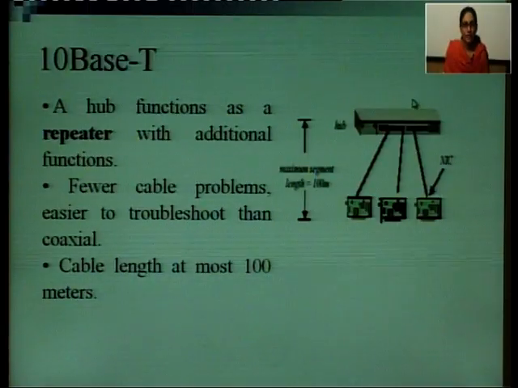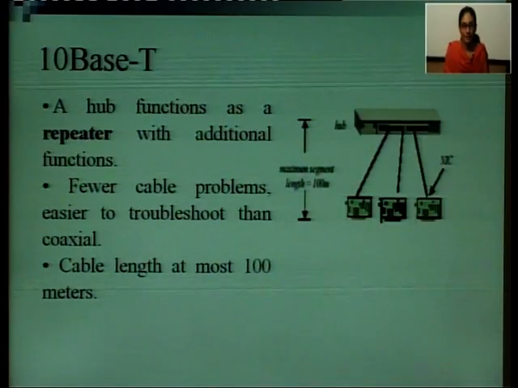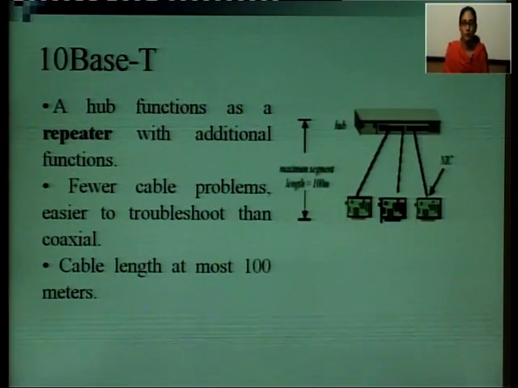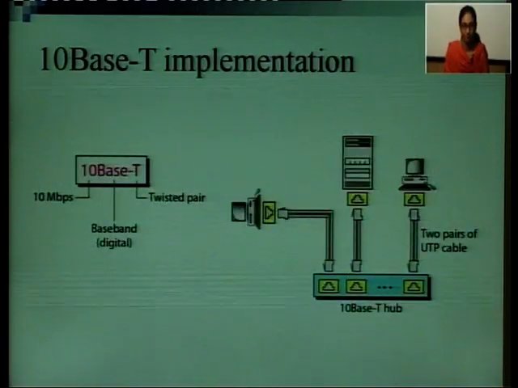In 10BaseT, we can use a connecting device, that is the hub, and the maximum segment length we can handle is approximately 100 meters. The hub, used as the connecting device, also includes the repeater with some additional features. As we all know, the repeater is a hardware device used to regenerate the bit pattern before sending it to another station. Few cable problems are available, so it is easier to troubleshoot than coaxial cable. The maximum length we can handle in 10BaseT is 100 meters.